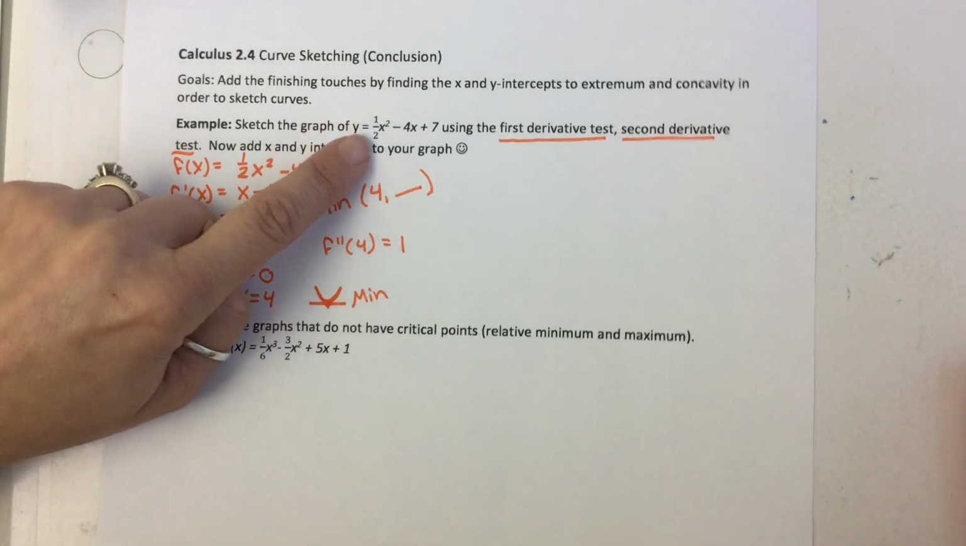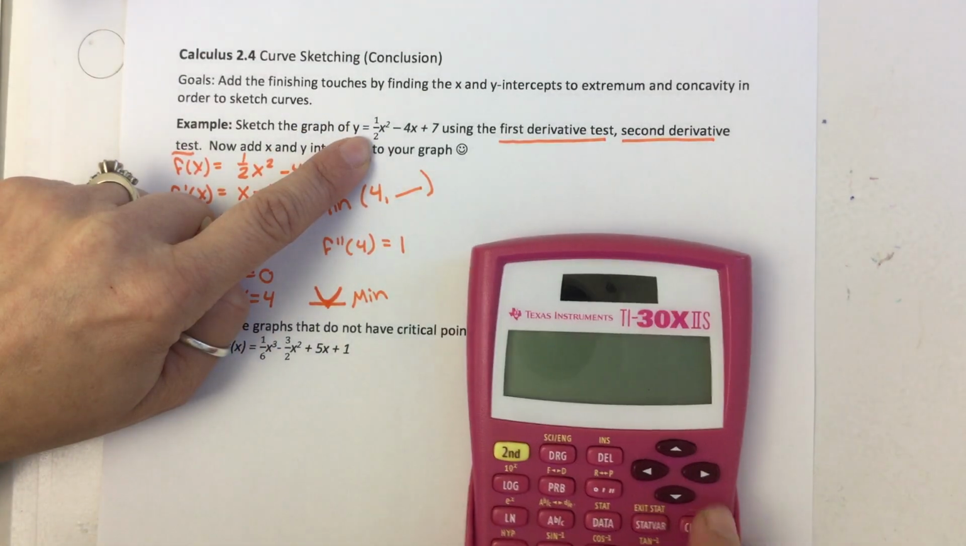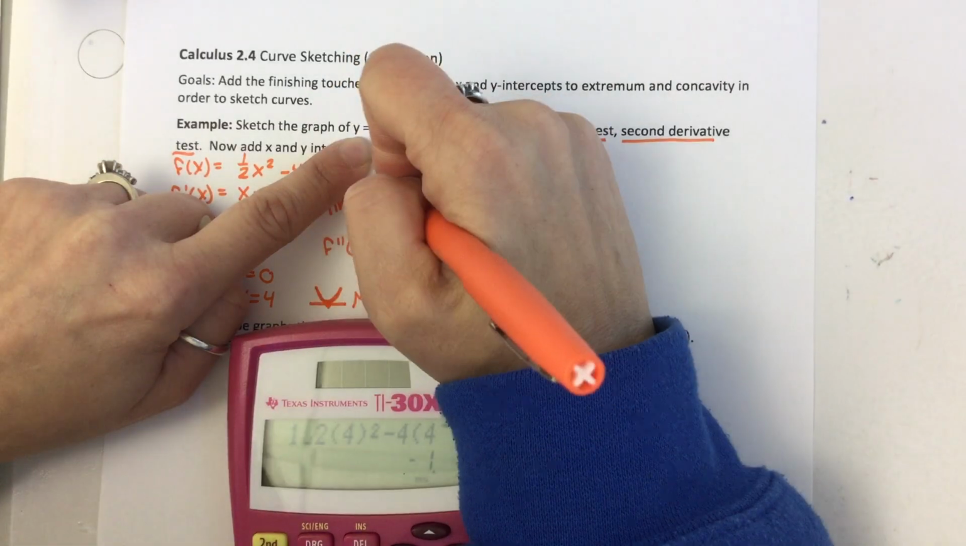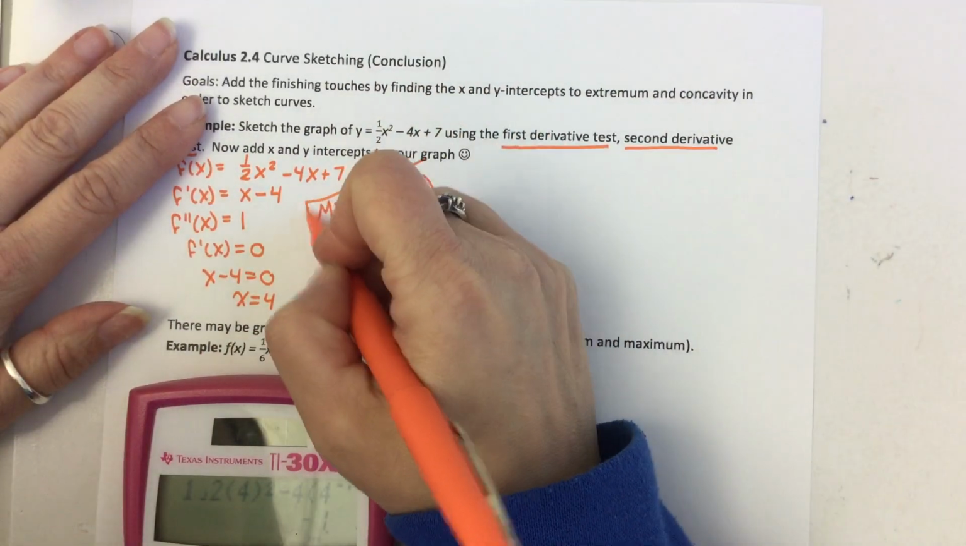To find the y value, you have to go back to the original function. So if I do that, I have 1/2 times the x is a 4, so it's 4 squared minus 4 times 4 plus 7. We get negative 1. So that's the first point that I can plot.